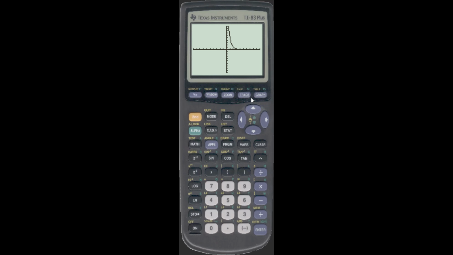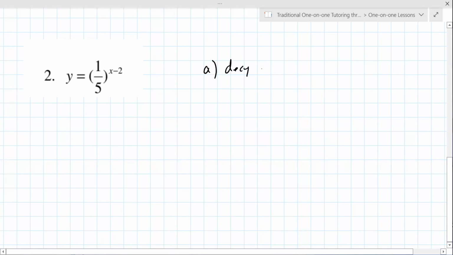Perfect. So notice this one's decay, and that's probably the best way for you to do it rather than learning a bunch of rules. You can also get the graph going as well. So let me go back to the other screen. And so A is decay.